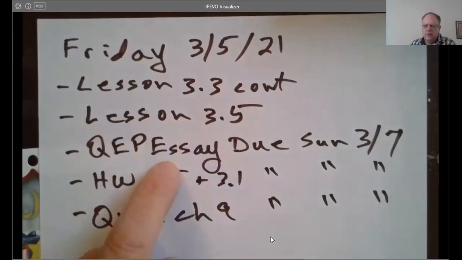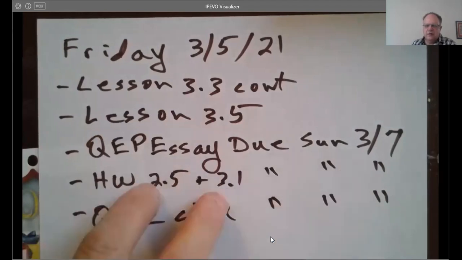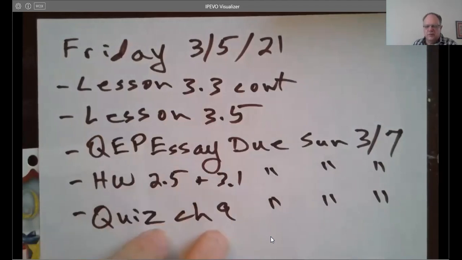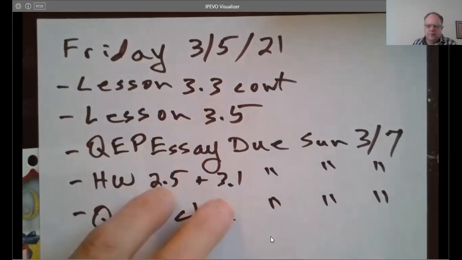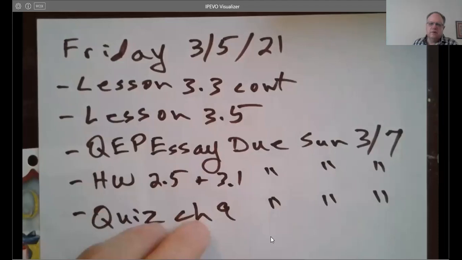So then the QEP essay, that's due on Sunday, March 7th. The homework for 2.5 and 3.1, that's also due on Sunday. Of course, anytime we finish any homework, it's automatically due. But if after Sunday, these two are going to be overdue, so you want to get those done for sure. And then quiz 9, that's also due Sunday. Any questions with that?